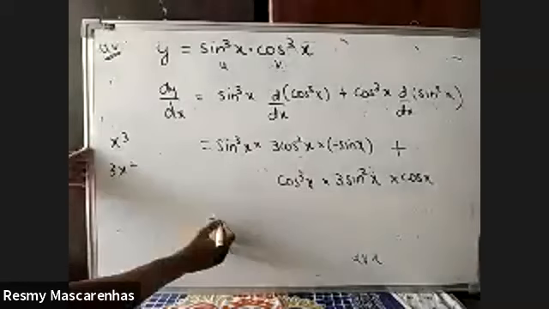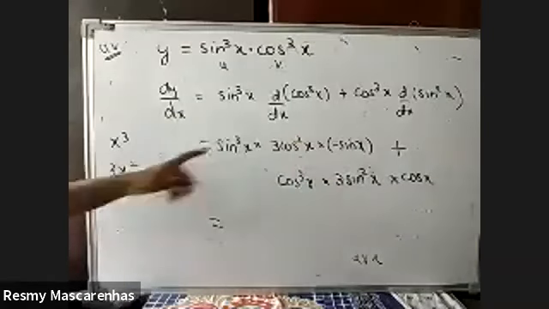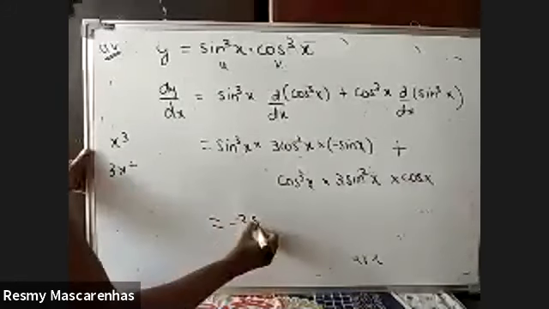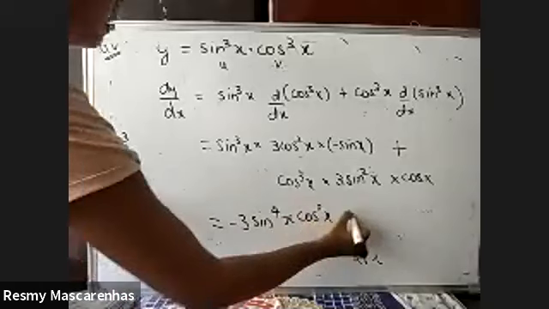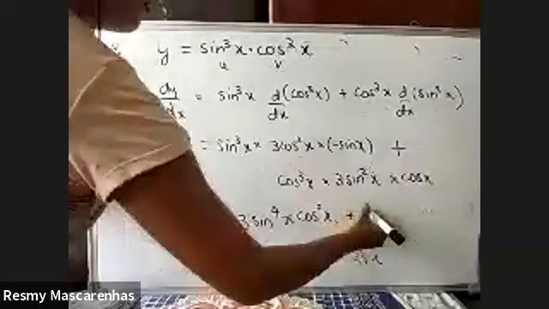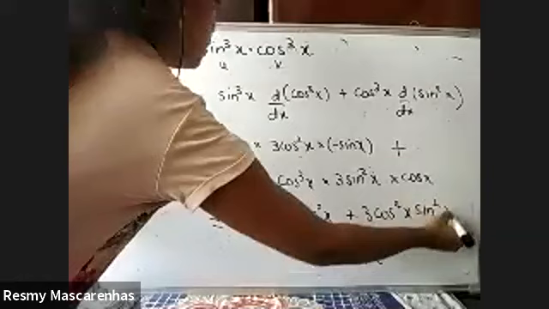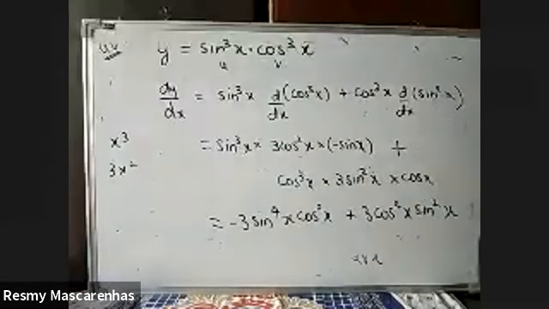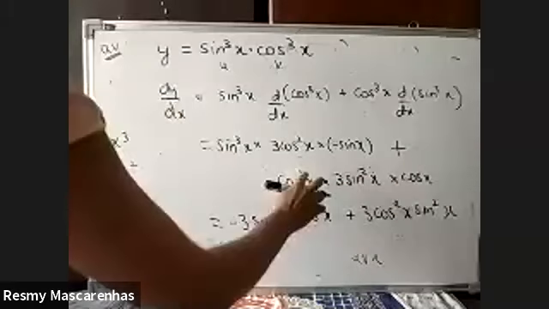Later you can write together. How many sines will there be in total? All are multiplication, so powers will get added. Minus 3 sin raised to 4 x cos square x. Here how many cos in total? 3 and 1, 4 it will become. So this will be our answer. Powers will always get added for multiplication. So here 3 are there, here 1 is there. So 3 plus 1, I got it as 4.